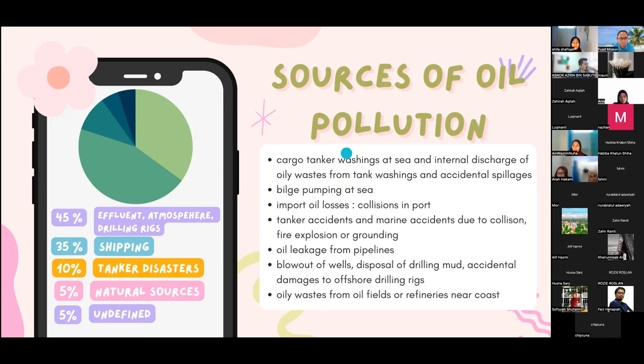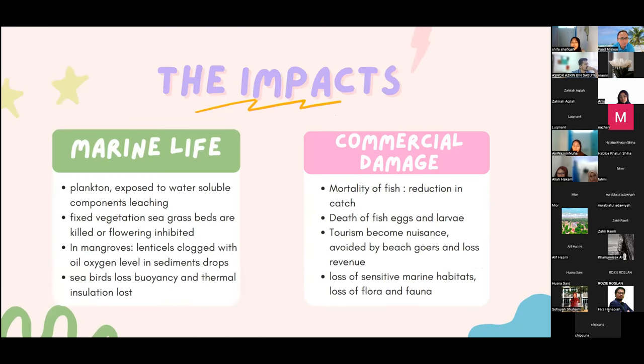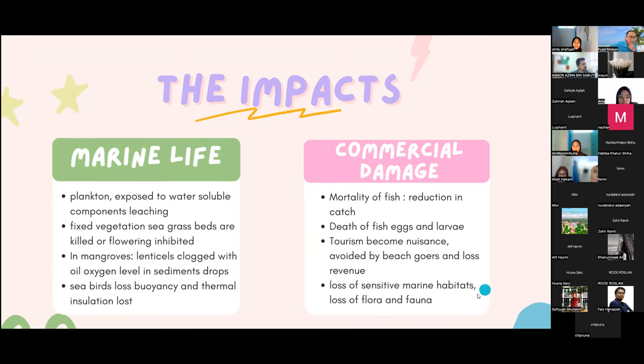Next slide, please. Okay, the impacts. The impacts can be divided into two categories: marine life and commercial damage. After a spill, since oil is lighter than water, it will float on the surface of the water. And it doesn't just stay there in some big cloud. What usually happens is that the oil will rapidly spread out over the surface of the water until it becomes a thin layer known as an oil slick. Then it keeps spreading out until it forms a super thin layer called a sheen. This super thin layer can cause big problems to the marine environment and marine life.